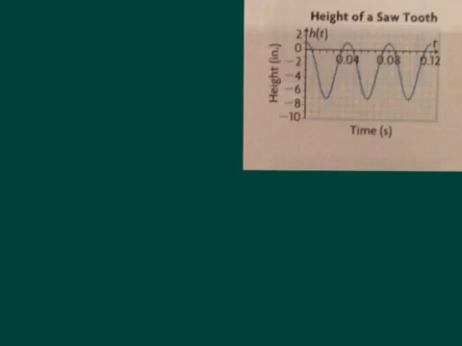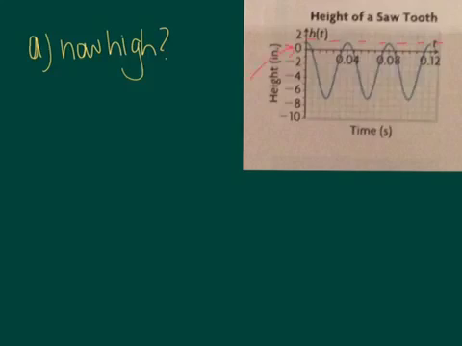Part A. How high above the cutting surface is the blade set? On this graph, the height above the surface, we're going to assume the surface is at 0. So the height above the surface is the max, or 1 inch above the surface.